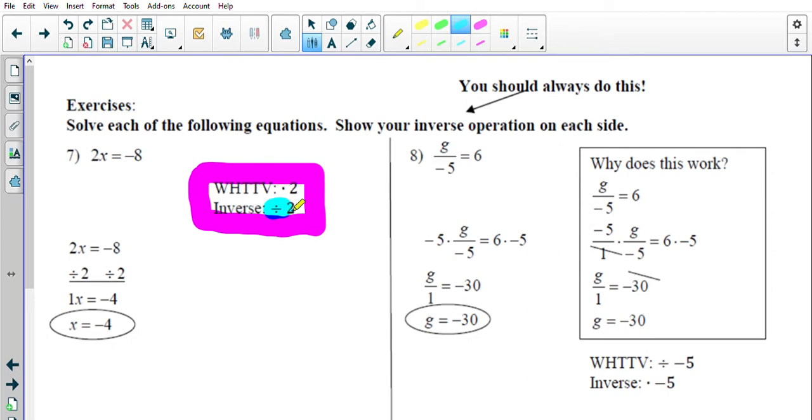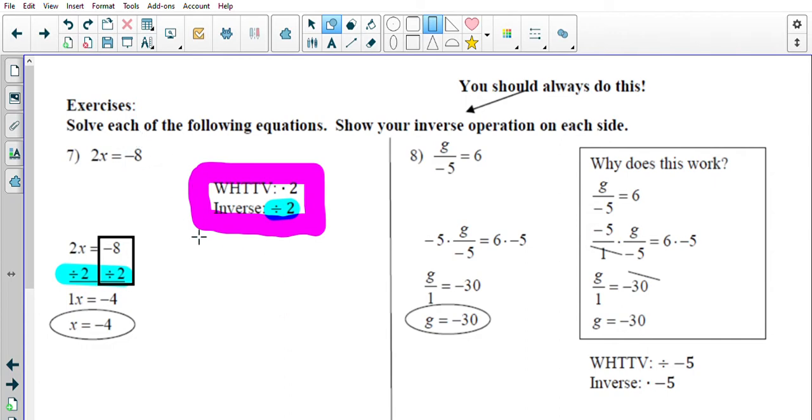We'll go ahead and highlight our inverse. 2 divided by 2 gets us 1x. That's our goal. We want to solve for x because 1x equals x. What I'm plugging into my calculator to find my solution is -8 divided by 2. So -8 divided by 2 is -4. So our final solution is x equals -4. To check your solution, you can plug this into your calculator. Do 2 times -4, hit equals. Your calculator will give you -8, and that's the number that's on the opposite side.